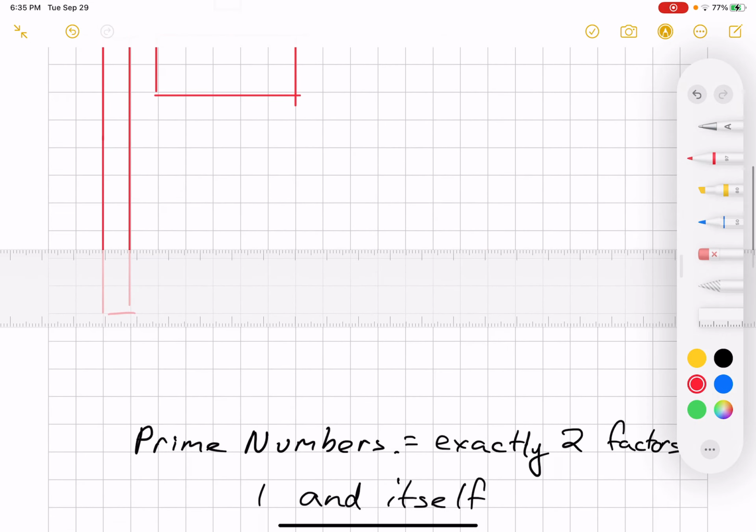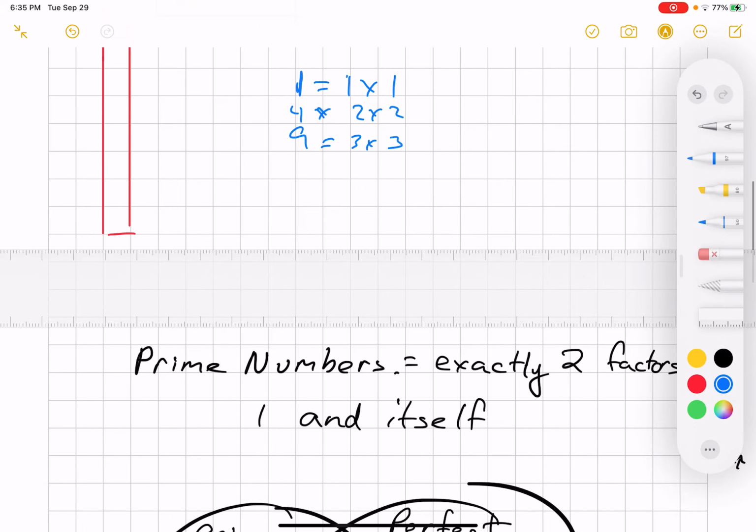We found 1 by multiplying 1 by 1, right? 4 by multiplying 2 by 2. We found 9 by multiplying 3 by 3. So if we're thinking systematically and we're going to work through this problem, it would be easiest, instead of drawing them all out, to just keep that pattern going.